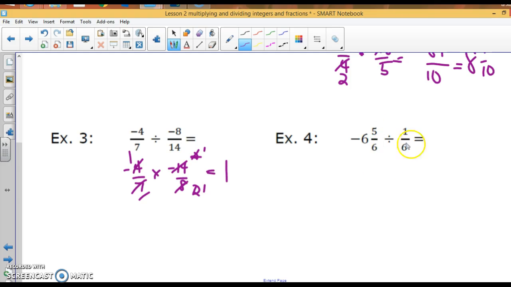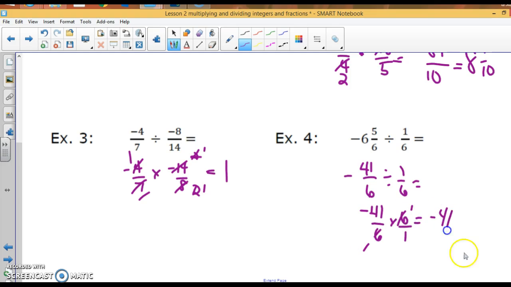Okay? Mixed number. 6 times 6 is 36, plus 5 is 41 sixths, and it's negative. Whoops, why did I write that? Negative 41 sixths divided by 1 sixth. Now, keep, switch, flip this. 6 over 1, reduce. 6 goes into 6 once, into 6 once. When I multiply, I get negative 41.